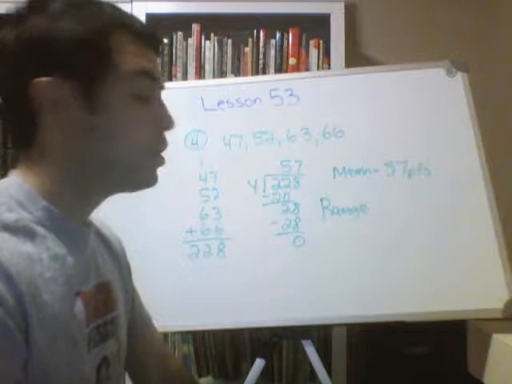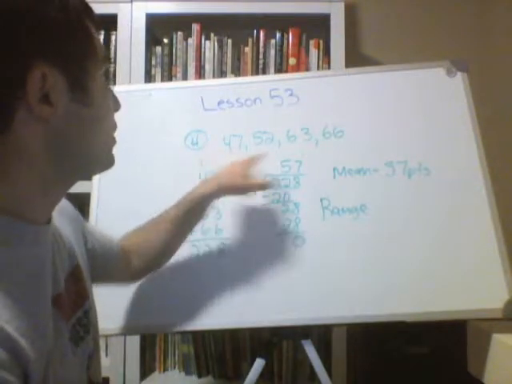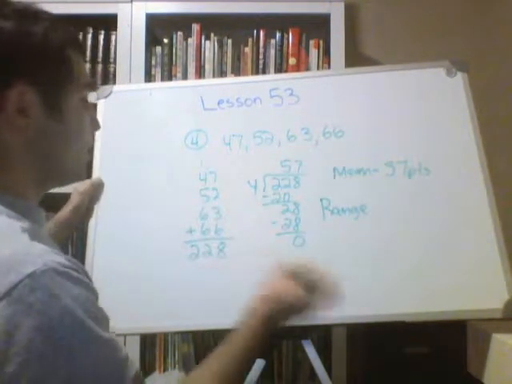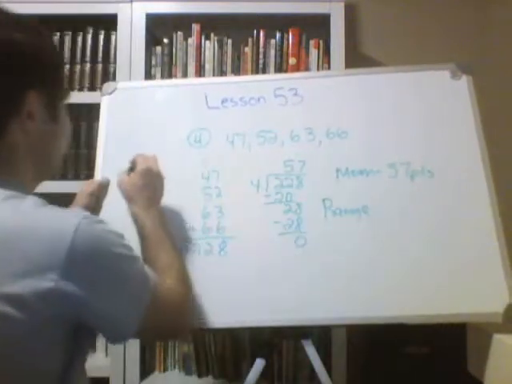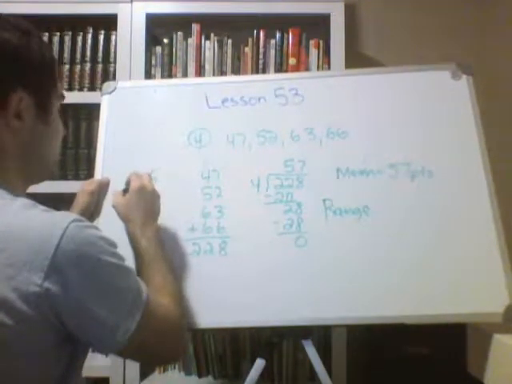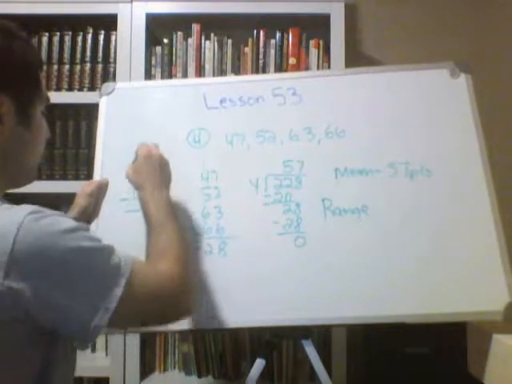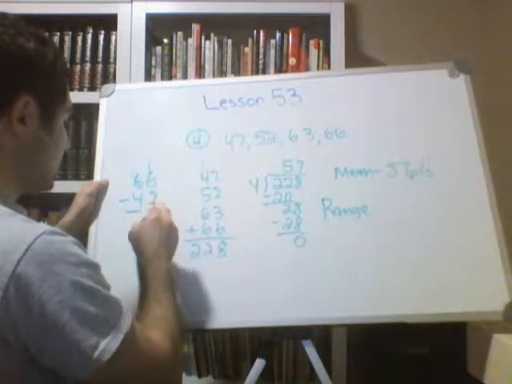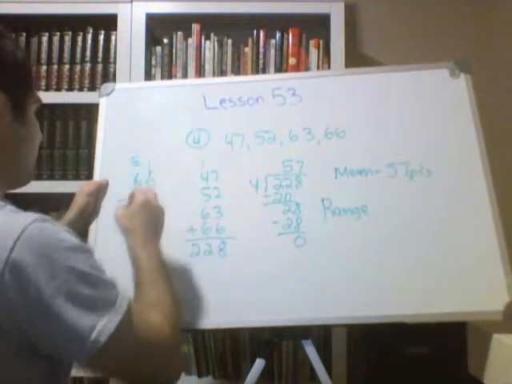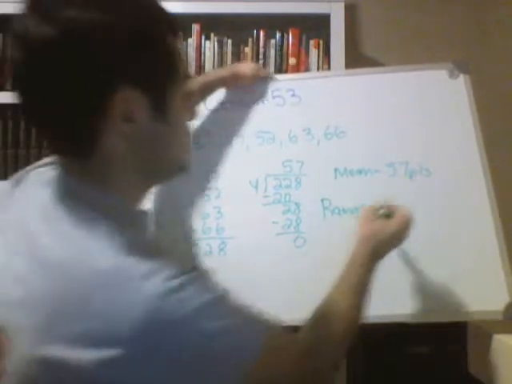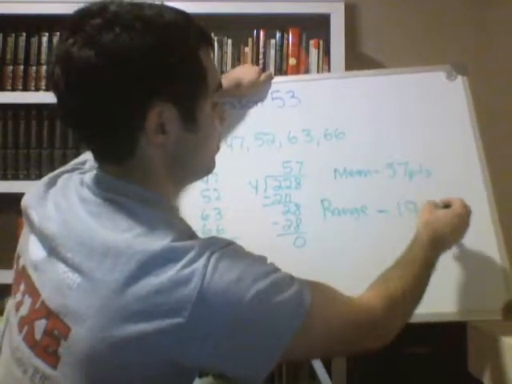So for the range, all you got to do is take the smallest score and subtract it from the largest score. So I'm going to take 66, subtract 47, you're going to have to borrow. 16 minus 7 is 9. That becomes a 5. 5 minus 4 is 1. So the range is going to be 19 points.